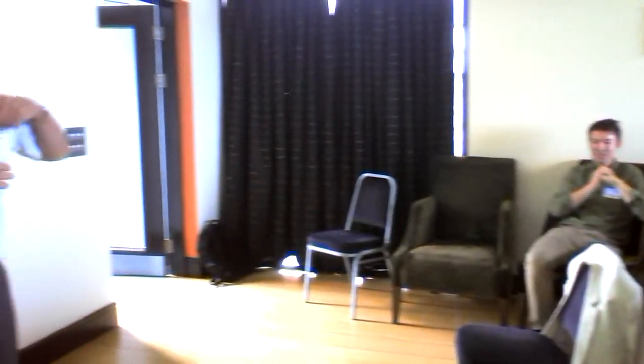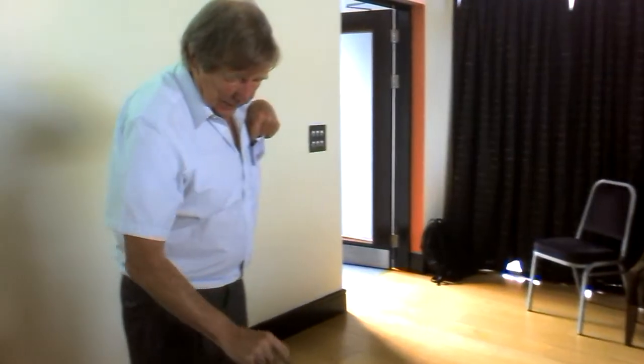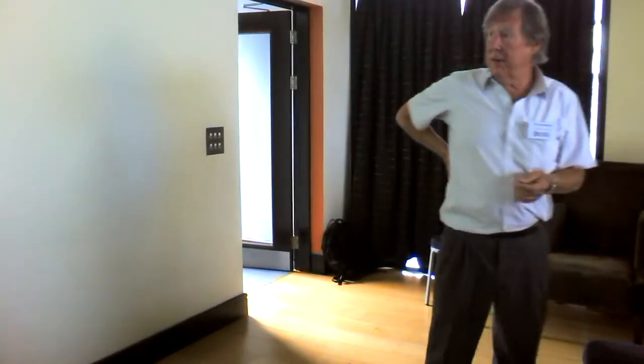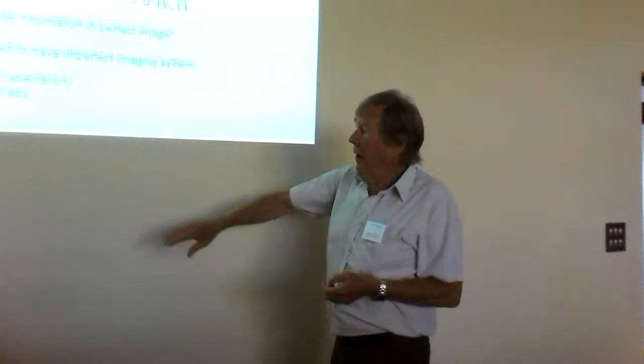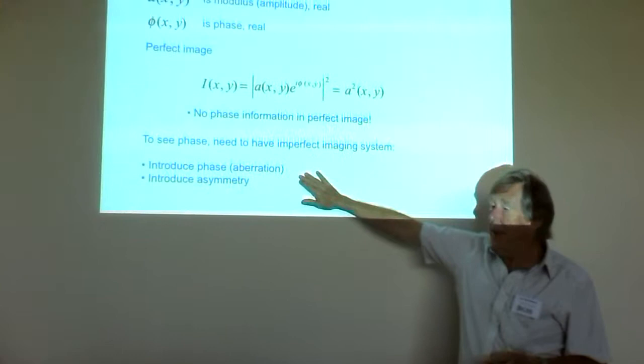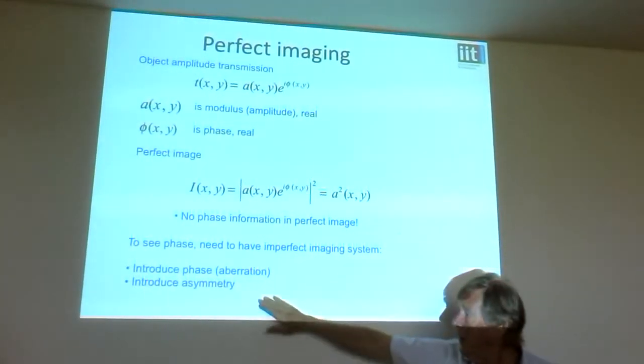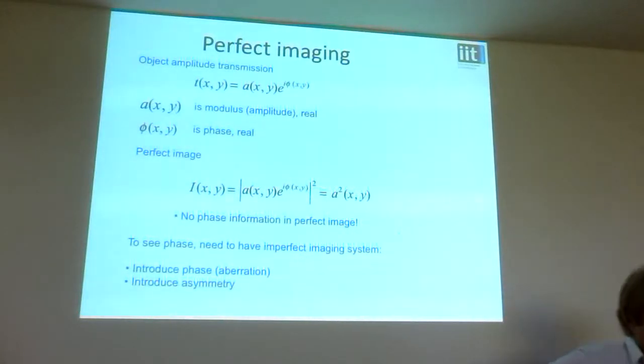Right. Okay. You better press on. Yeah, I'll press on, and I'm going to go to phase contrast microscopy. I've already mentioned that if you get a perfect image, you don't see the phase information. So how can we do that? We can either introduce a phase, like an aberration, with defocus which I mentioned before as one example, or we can introduce an asymmetry. And I'm going to talk about both those approaches.